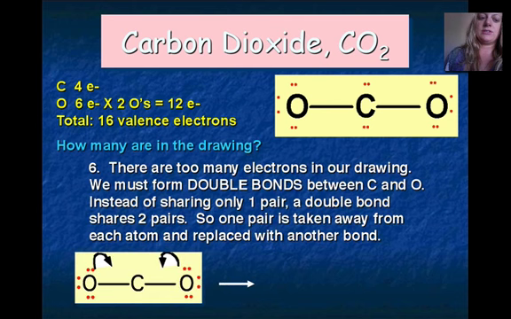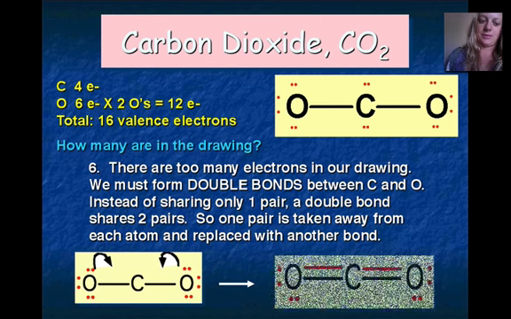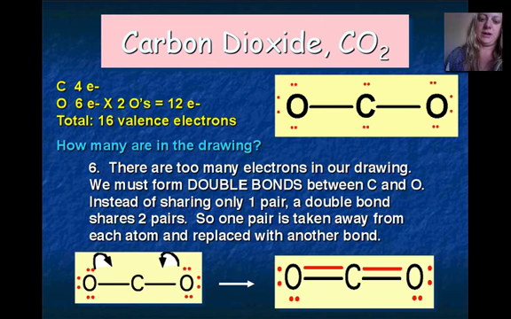There are too many electrons in our drawing. If we draw it this way at the top, there's too many if you count them, including the shared pairs. So we have to move some of these into another bond. This is where double bonding and triple bonding can come into play. So we're going to move these lone electron pairs, and we're going to make them into bonds.